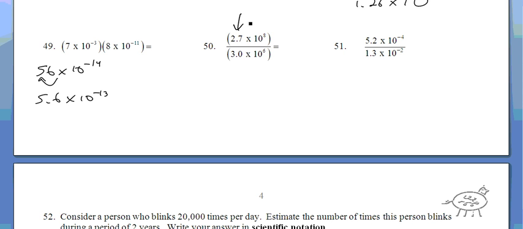Okay, so we do 2.7 divided by 3, right? We do the division of that first, and that gives us 0.9. And then you subtract. So 8 minus 6 is 2, so times 10 to the 2nd power. So you need to move that over, so it's 9 times... I made that number bigger, so I compensate by making the exponent smaller.